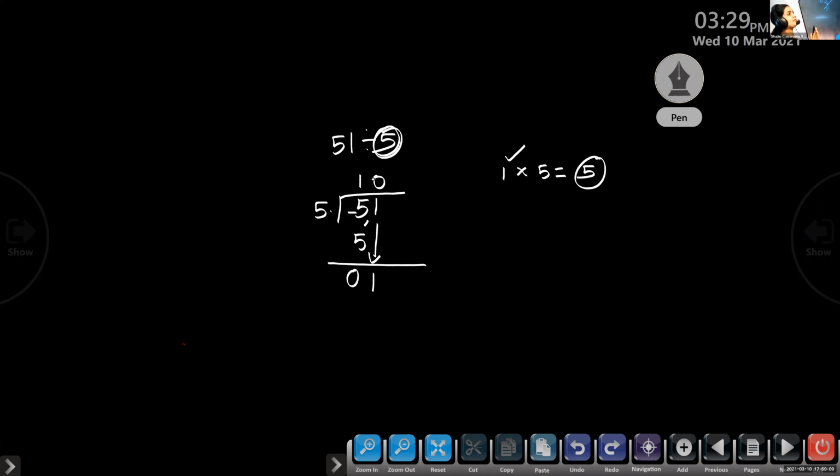So you can stop the division. If any more digits are there to bring down, you can continue the division. Here no more digits to bring down, so you can stop. You can consider this 1 as the remainder because our division is over. So what is the quotient we got? 10. And what is the remainder we got? 1.